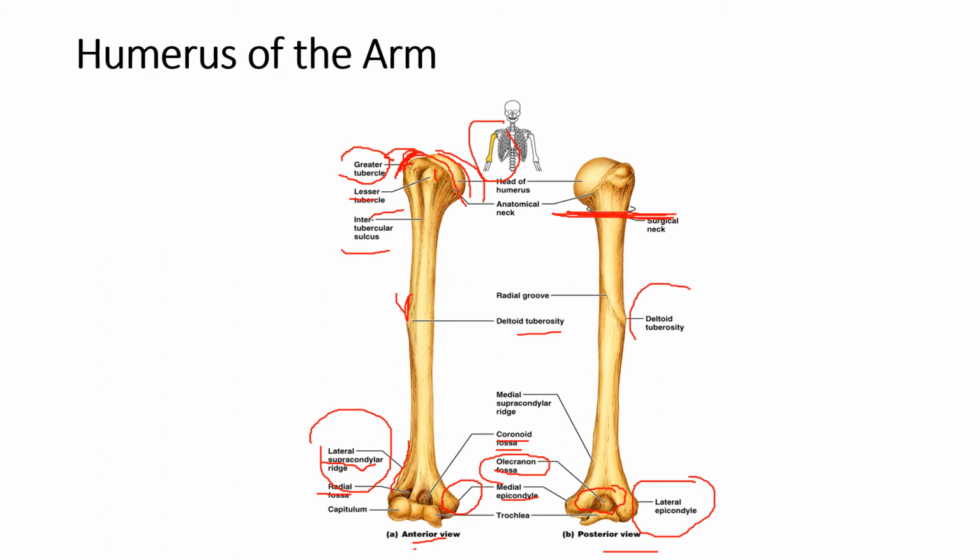You can see the deltoid tuberosity again. Anatomical neck, surgical neck of the humerus, humeral head. You can see lesser tubercle, greater tubercle.